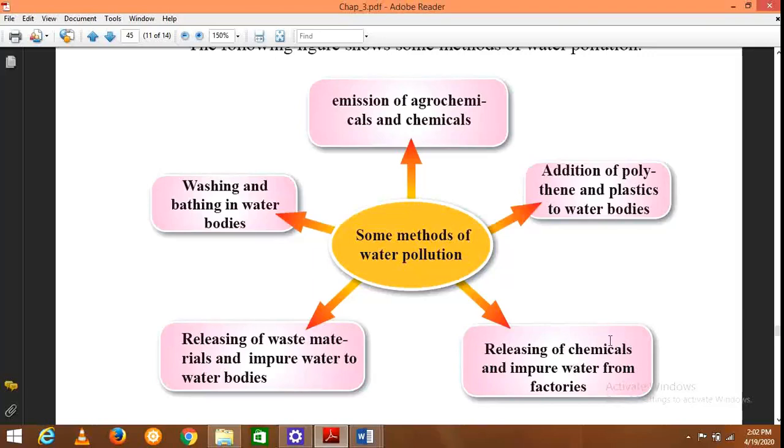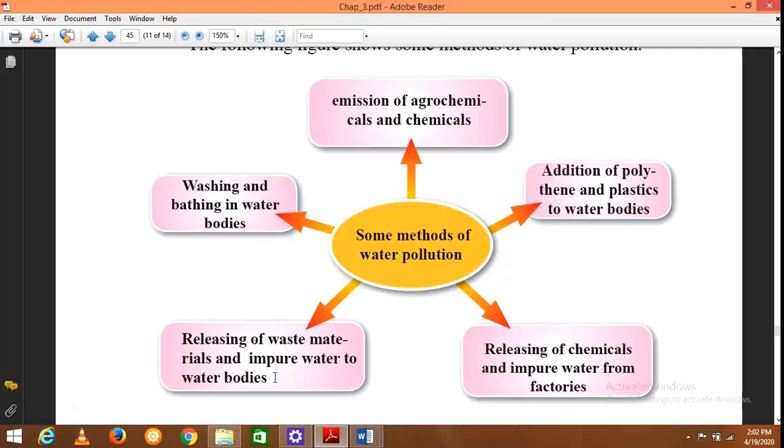And releasing of chemicals and impure water from factories. For some of the factories, it is actually illegal to release untreated water or polluted water or water containing other substances into natural water bodies, but there are certain factories that release the wastewater into natural water bodies like rivers and tanks.